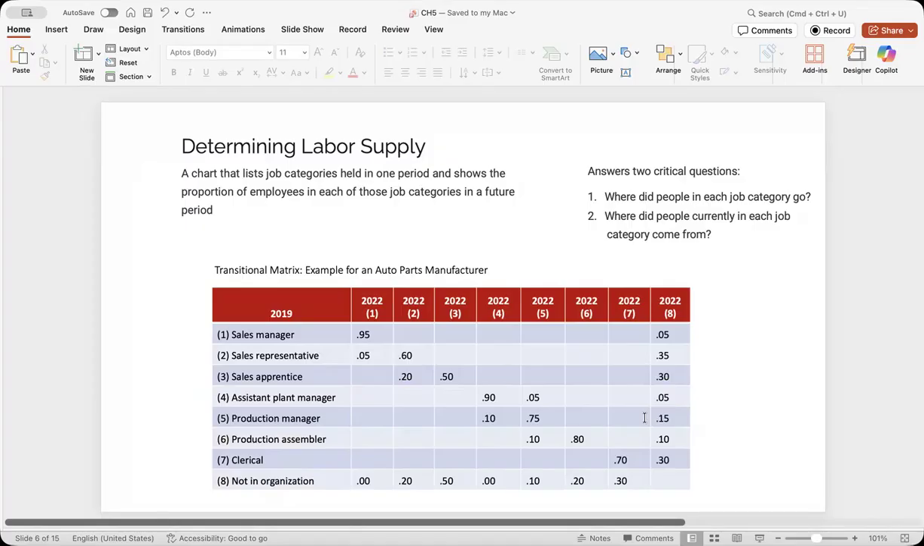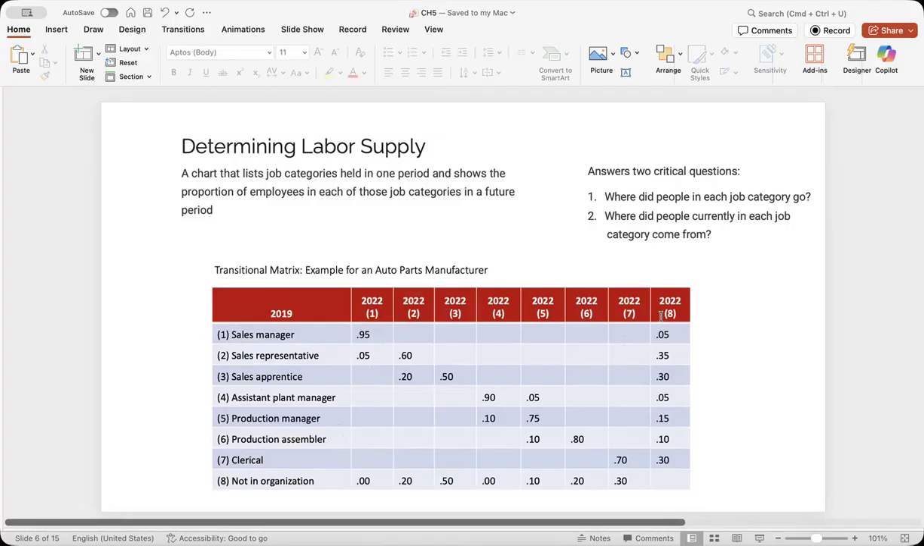This is a great metrics. This basically determines our labor supply as a company, right? And so the way it's set up is here in 2019, we had a sales manager, sales rep, sales apprentice, plant manager. We had these positions listed 1 through 8. These percentages are, okay, number one is a sales manager, and 95% of the people in 2019 that were sales managers in 2020 are still sales managers.